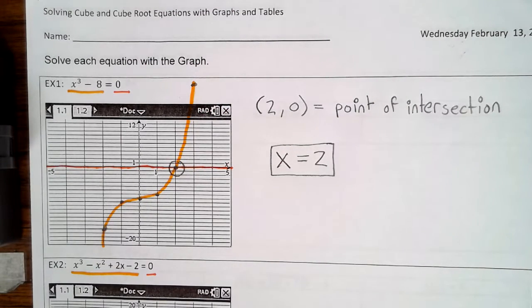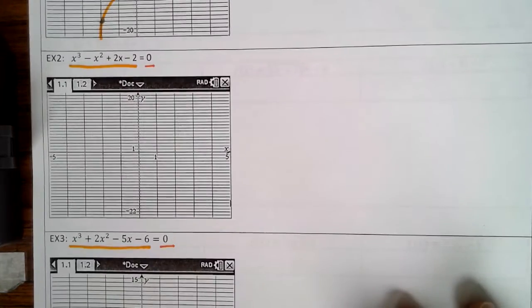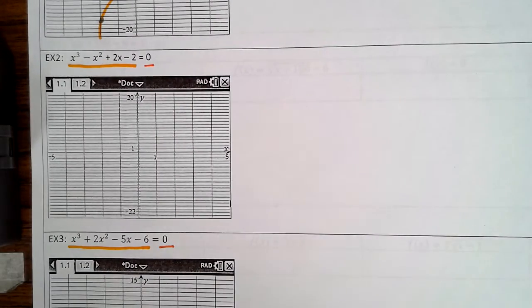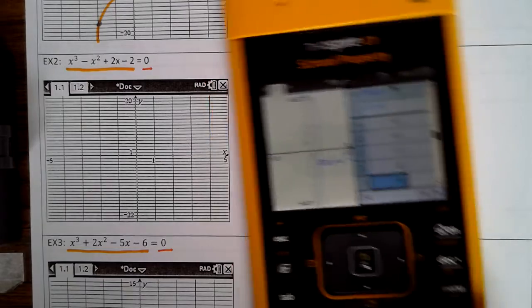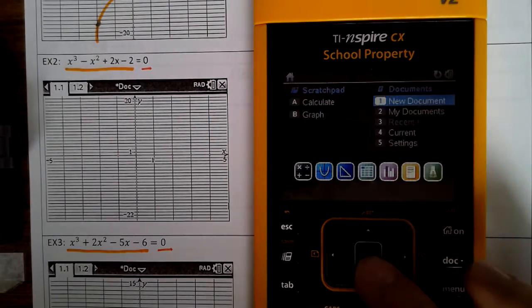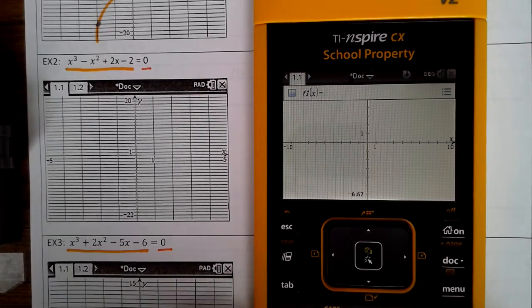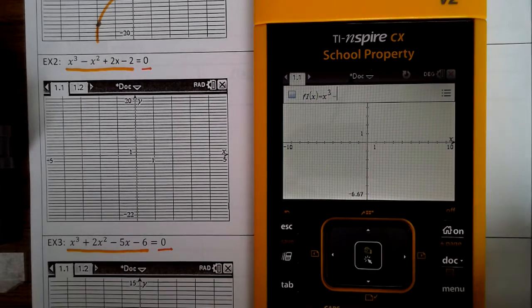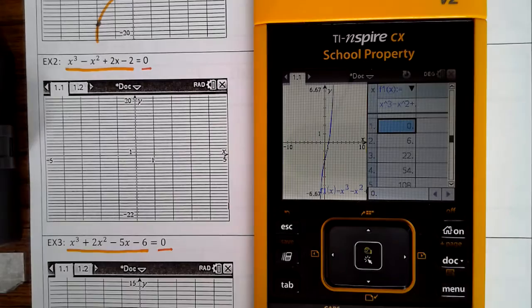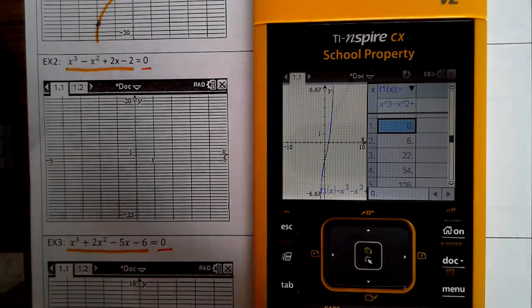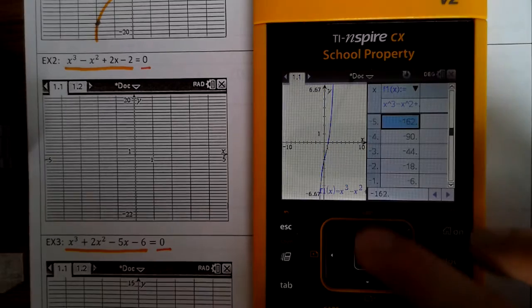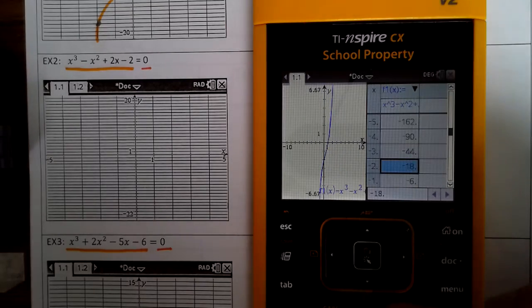Let's take a look at example 2. All right, so we're going to graph the left side. So we're going to go to on, new document, no, add graph. So x cubed minus x squared plus 2x minus 2. Press Control T. And remember, the farthest point on this graph is negative 5, so we're going to go to negative 5. Too small. Negative 2, negative 18 works.